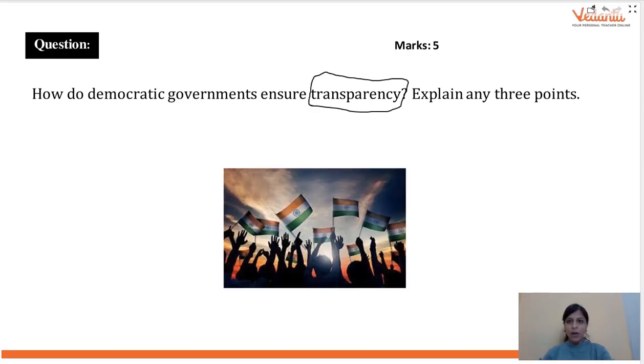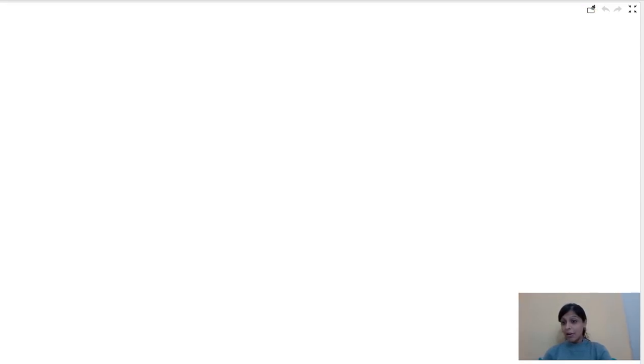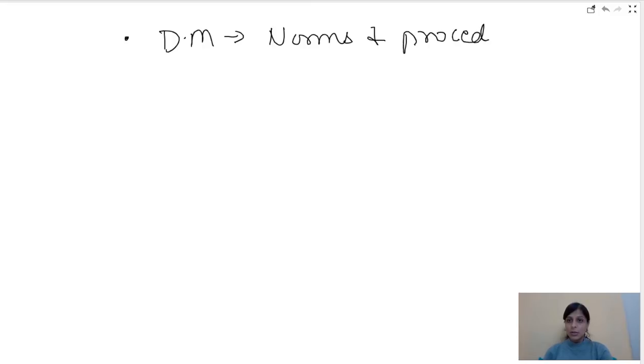I'm going to give you 5 points because it is a 5-mark question. So first you're going to explain the transparency definition that we just covered. Now what will be the points? How can I say these things are transparent or that they are working for the welfare or betterment of the people? Number one, they make sure that the decision making is based on norms and procedures.